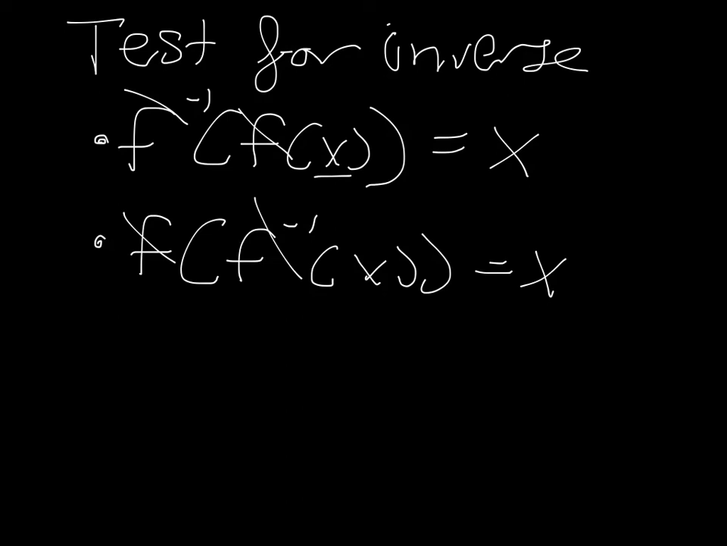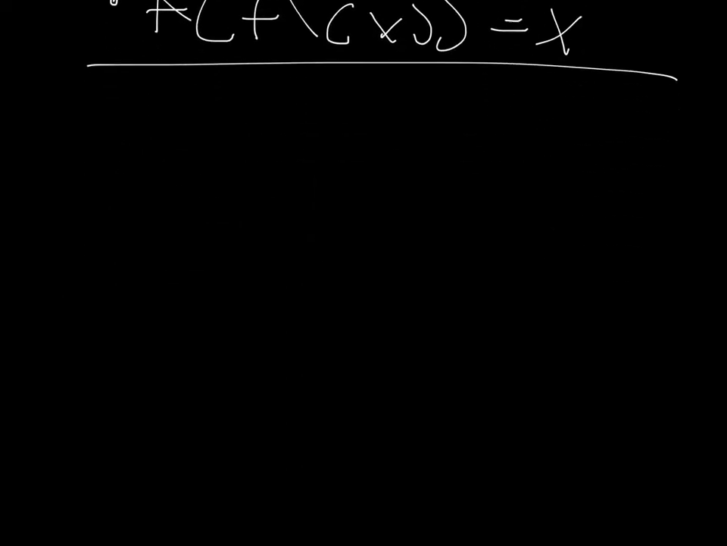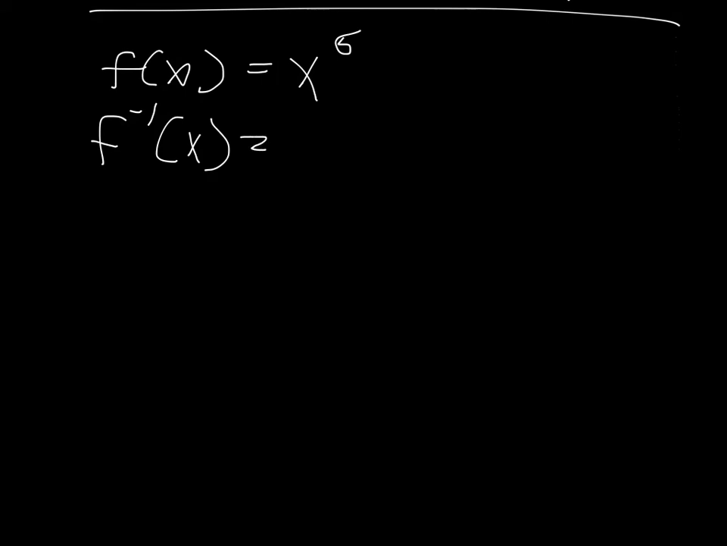But let's do an example. Let's say you have f of x equals x to the fifth. The inverse of that, obviously to undo that, you're going to do the fifth root of x. But say we want to test to see if these are truly inverses. We can do either one, but let's say we want to do this one.